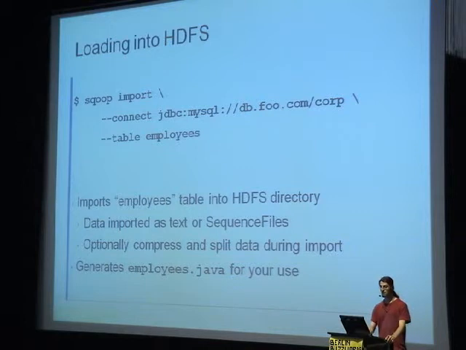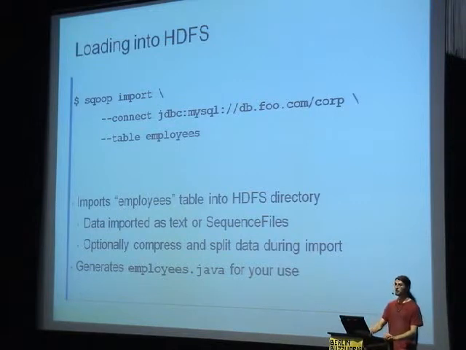This will kick off a MapReduce job, which performs a parallel import of the employees table into a directory in HDFS. This data can be imported in a variety of file formats, compressed, split into several files, and otherwise conformed to how you need it to look. At the same time, you'll also get back a Java file on the machine where you ran this operation so that you can integrate that Java code into your subsequent MapReduce process.